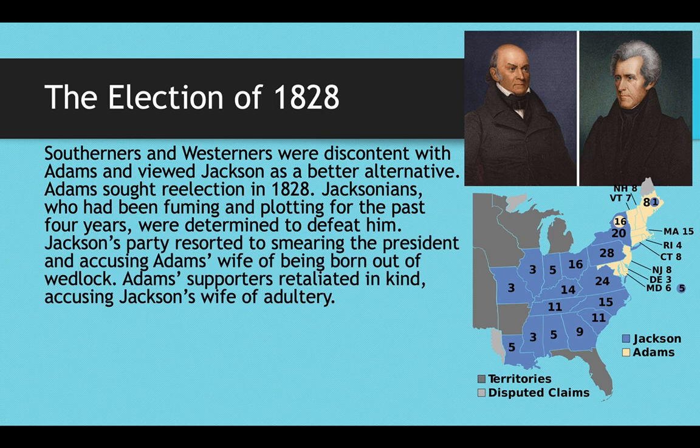So Jackson's party resorted to smearing President Adams and accusing his wife of all sorts of impure things. For example, they spread the rumor that Adams's wife was born out of wedlock. And Adams's supporters, when they heard all these attacks, retaliated in the same way. They stooped to the level of the Democrats, and they accused Jackson's wife of adultery. Now, Jackson's wife died shortly into his presidency, and Jackson never forgot that. He never forgave the Whigs and those who spread that rumor about his wife.